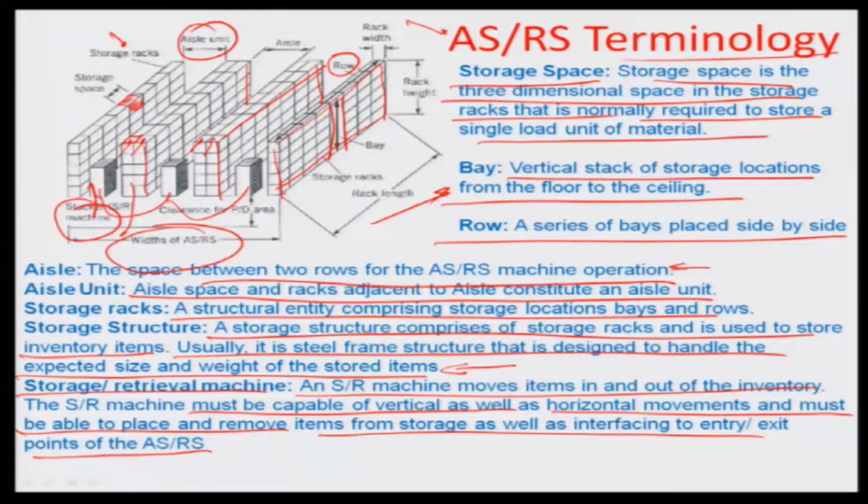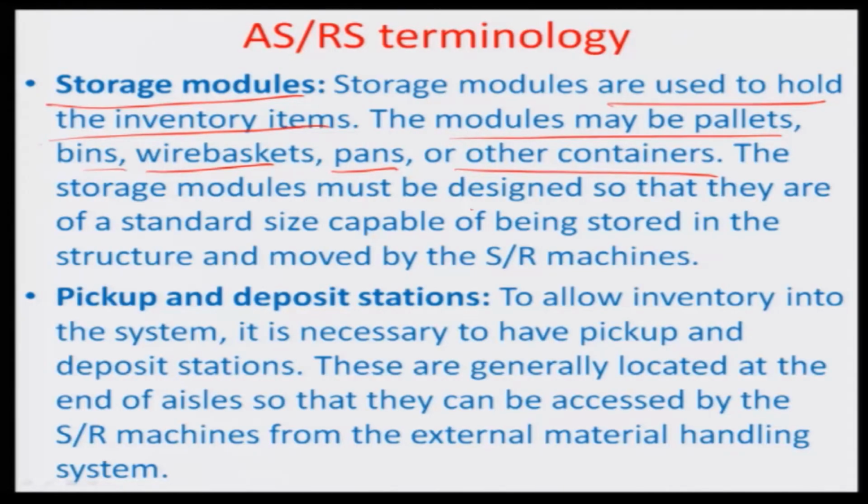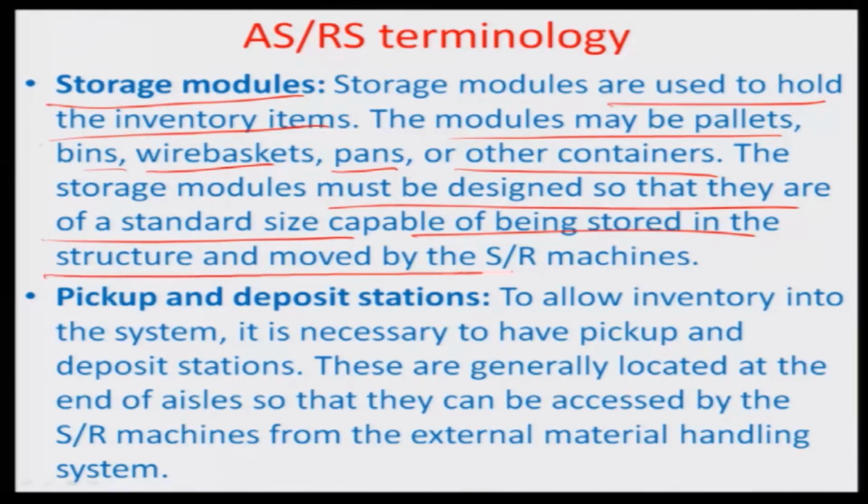So obviously the terminologies which are used here, one is the storage modules. The storage modules are used to hold the inventory items. The modules may be pallets, bins, wire baskets, pans and other containers. Typically the principle of design here is to make it as visible as possible, so that the basket can be seen at a glance and it can be planned as to what is falling short, so that it can be replaced. The storage modules must be designed so that they are of standard size, capable of being stored in the structure and moved by the SR machines. So these pallets are very particular to the dimension.